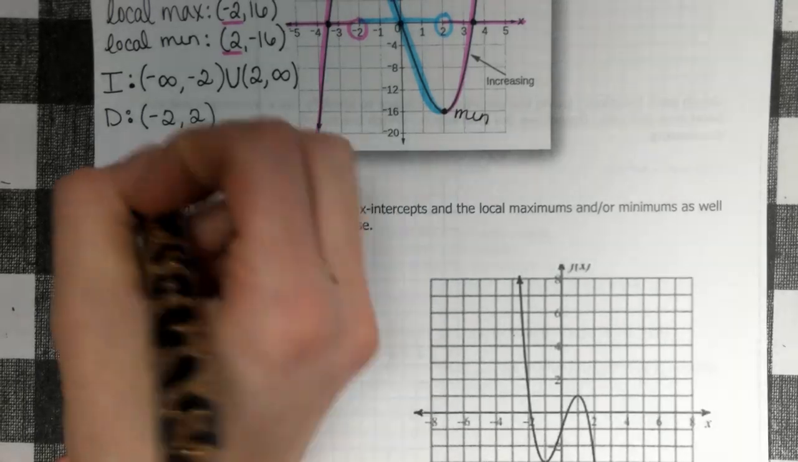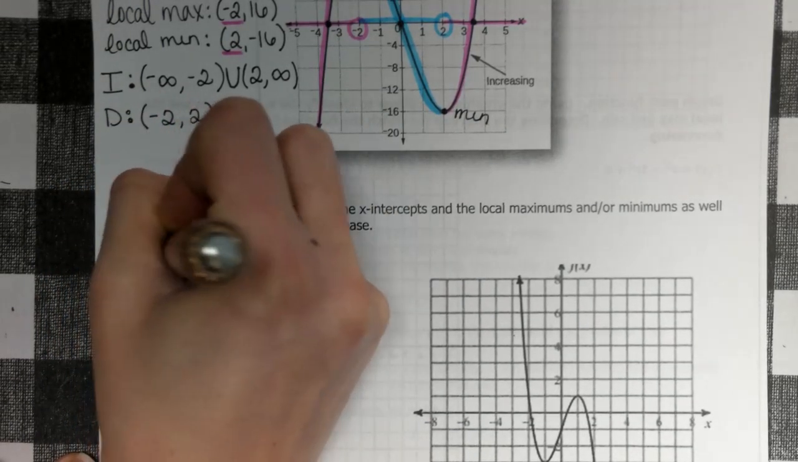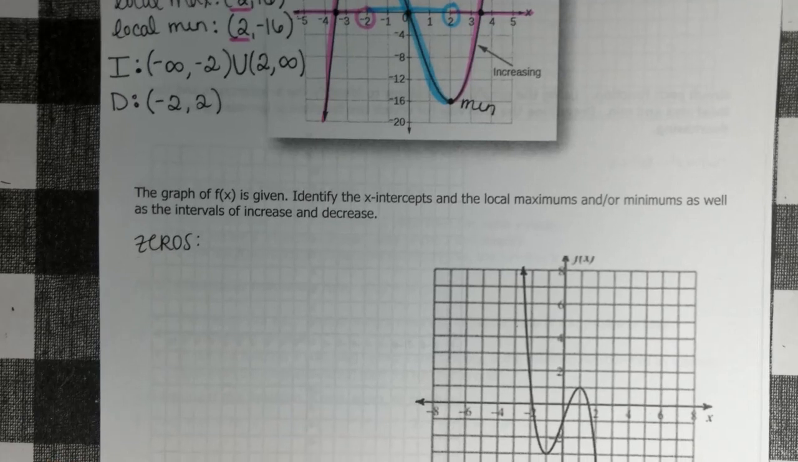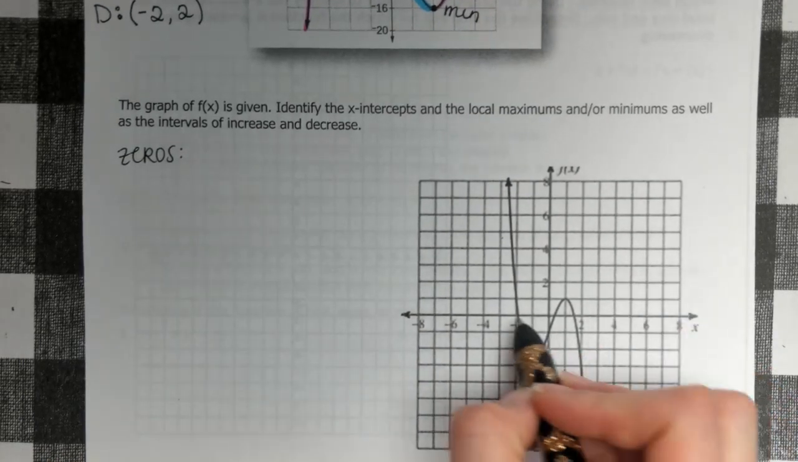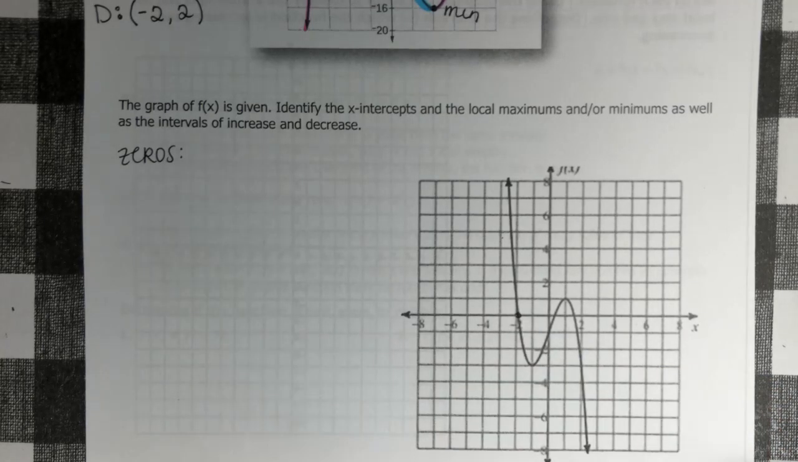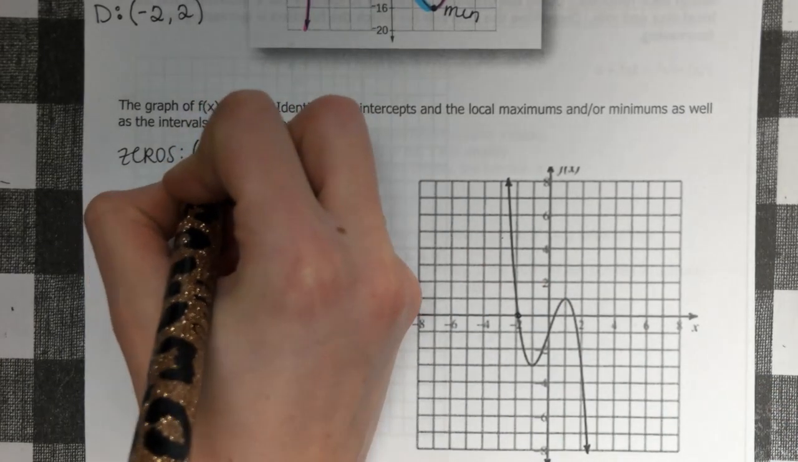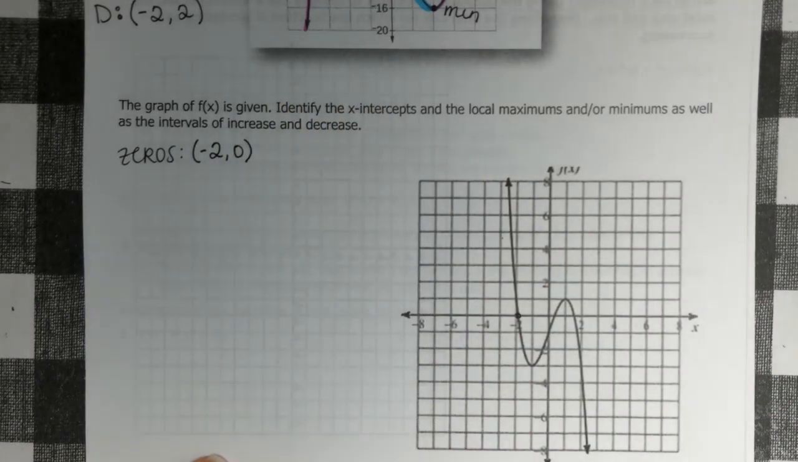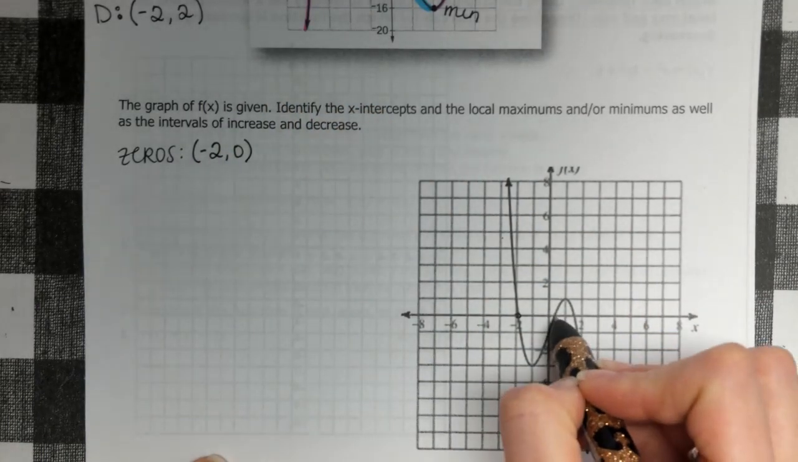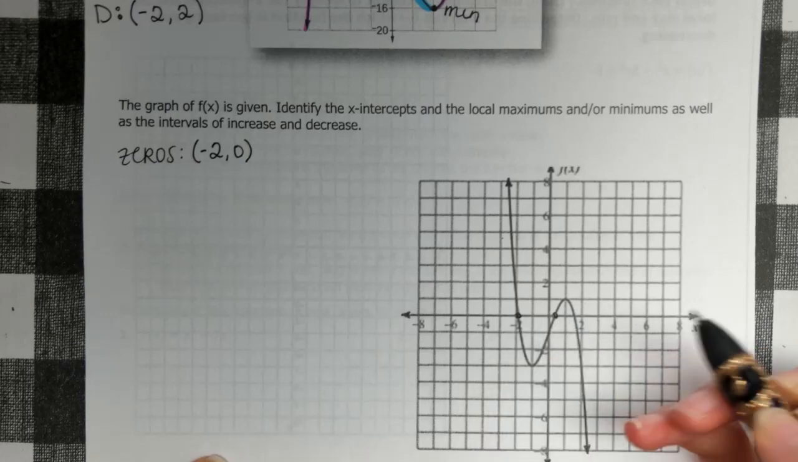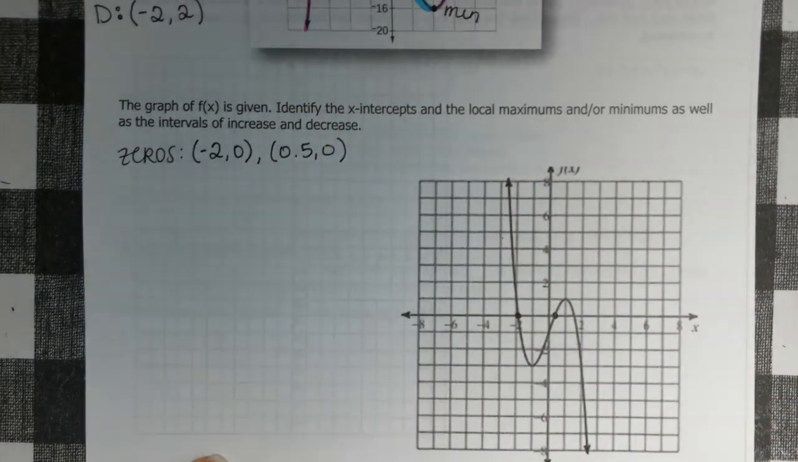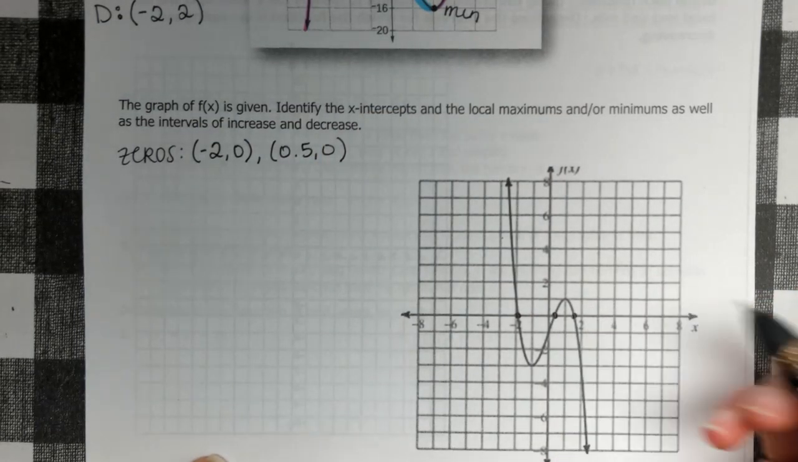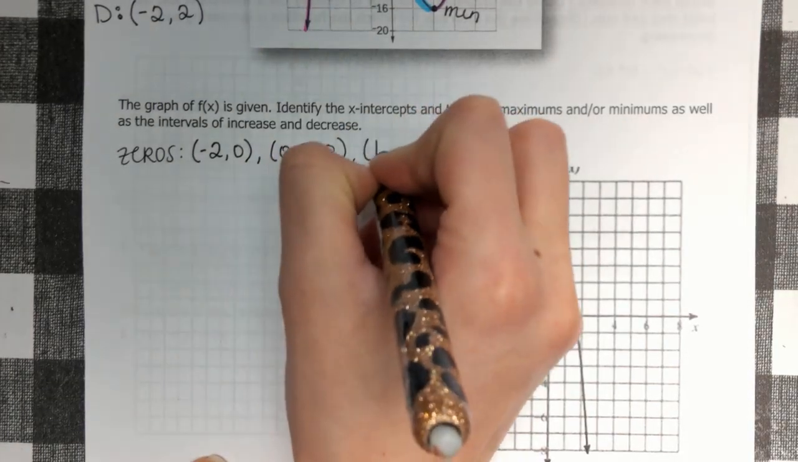So, we're going to estimate because we don't know our exact function, okay? If I'm looking at zeros, I have an x-intercept right here. It's not quite at negative 2, but we're going to estimate it to be (-2, 0). And then I have another x-intercept. It's not quite halfway, but we're going to estimate it to be (0.5, 0). And then my last one, what would you say that is? (1.5, 0). Very good.